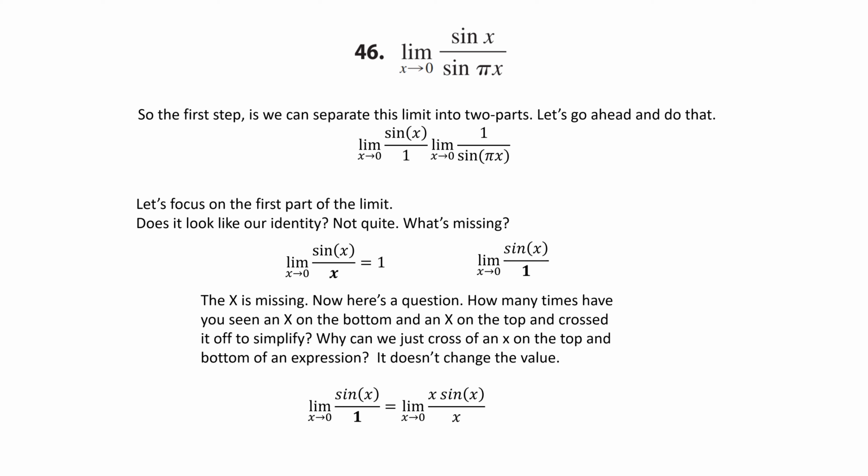Now the question is, how many times have you crossed off an x on the bottom and an x on the top, just to simplify a problem? The reason you can cross off an x on the top and bottom is that it doesn't change the value of the expression. So we could reverse that process and just add an x on the top and the bottom as a multiplication, and it won't change the value of the limit.